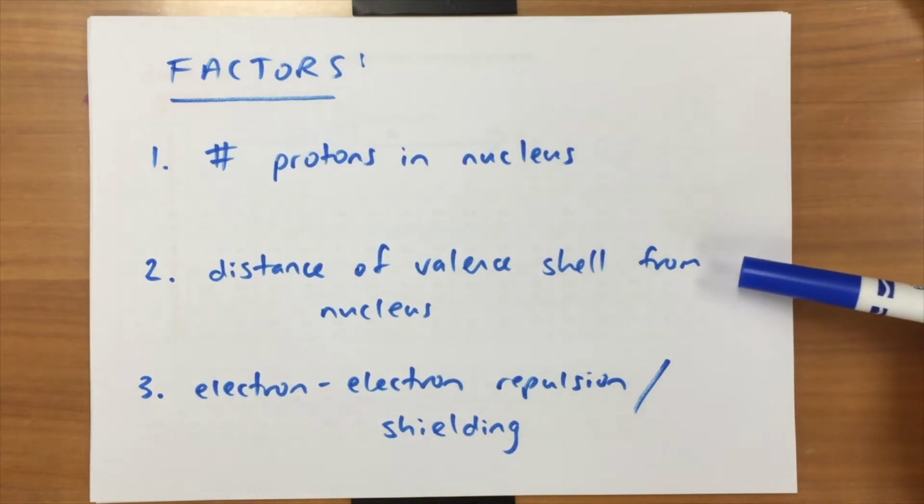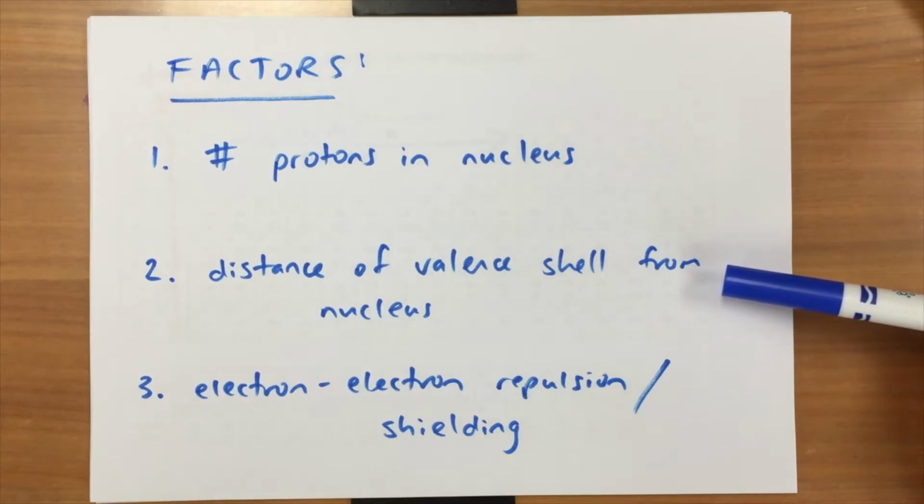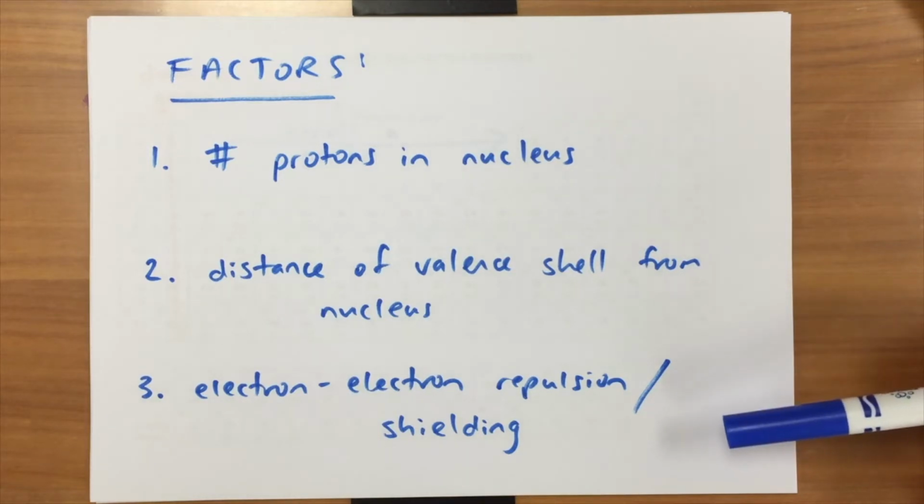The second factor is the distance of the valence shell from the nucleus. If the valence shell is really close to the nucleus, there's going to be a really strong attraction between the nucleus and that valence shell. If the valence shell is really far away, there's going to be less electrostatic attraction between the nucleus and that valence shell. The third factor is the repulsion between electrons.